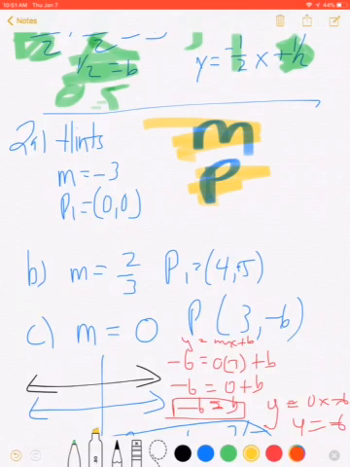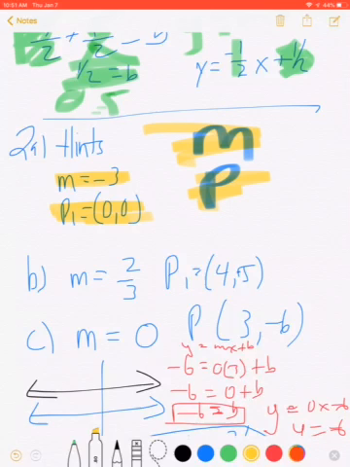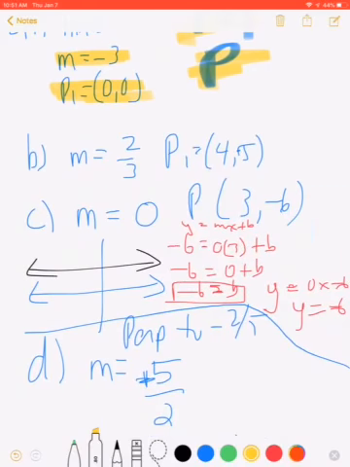The first one says the slope is negative 3, and that it passes through the origin. The origin is the point (0, 0). So then you do what we did earlier with that information. The next question says parallel to this and passing through this point. So there's your point, and it says it's parallel to y equals 2/3 x plus 5. So now we have to get the slope.